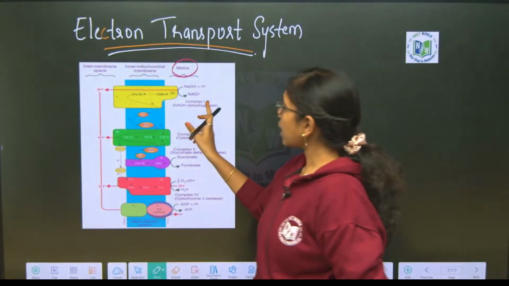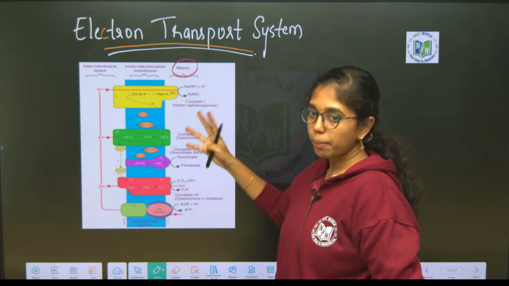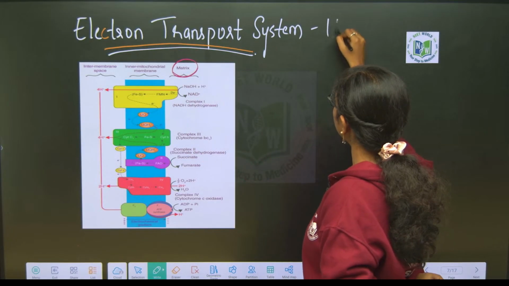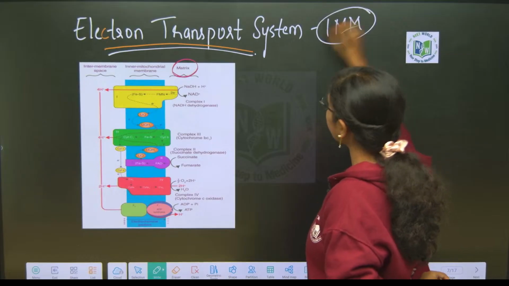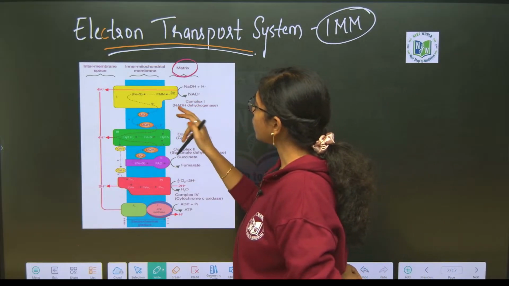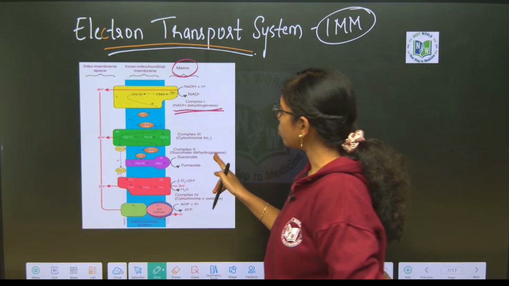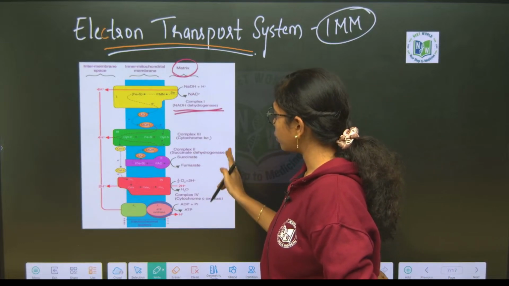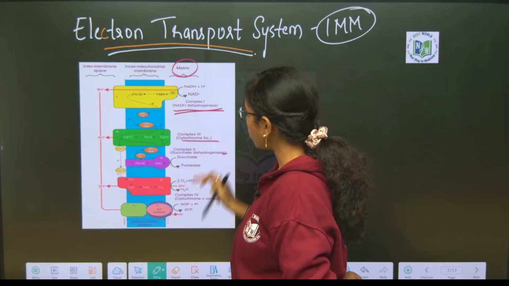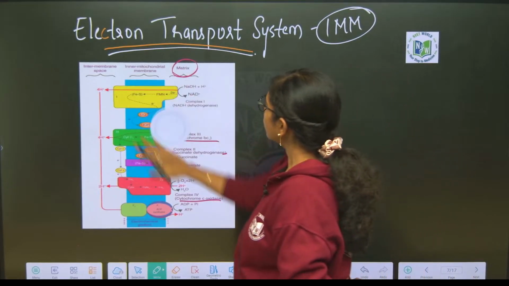So, to convert this into ATP, what is operated? 4 complexes are operated in the inner mitochondrial membrane. Electron transport system location is what? Inner mitochondrial membrane or cristae. Fine. So, here complex 1 is NADH dehydrogenase. Okay. Complex 2 is FADH2 dehydrogenase or succinate dehydrogenase. Complex 3 is cytochrome BC complex. Complex 4 is cytochrome C oxidase. Okay. So, look at here.